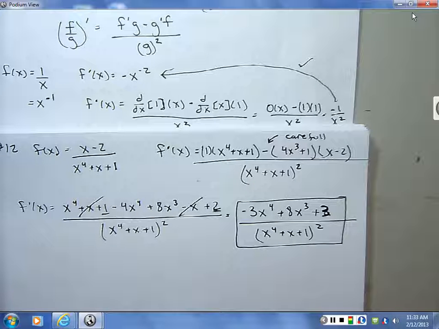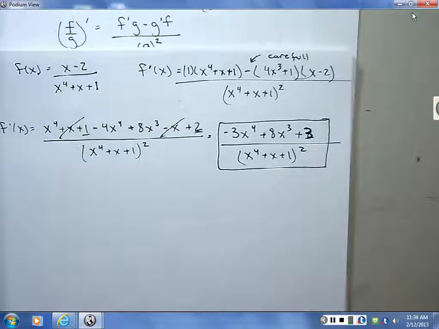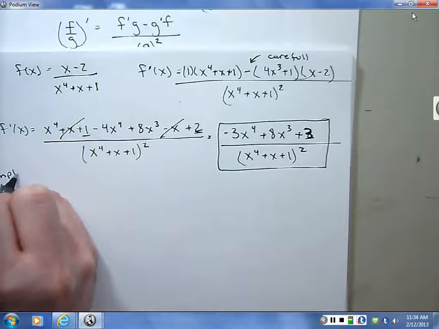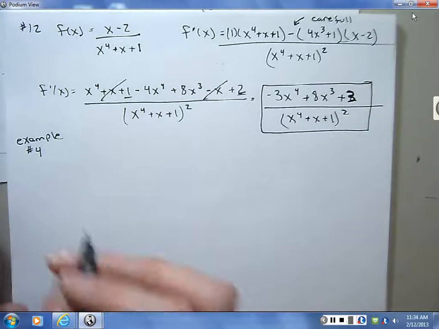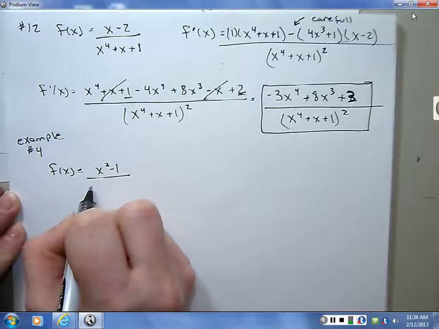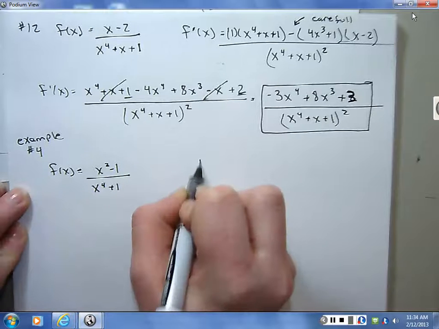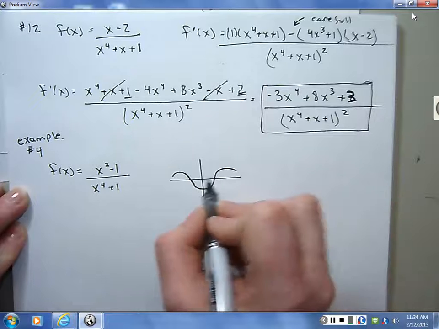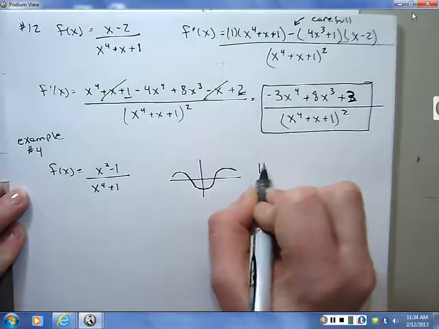So the whole point in finding derivatives is so we can have this application of finding where our tangent line is 0 or where our tangent line is perpendicular or parallel to a given line. So let's look at some examples of going about that. This is number 4. I think it's actually example number 4 in your text. So if you go to that, you're given a function f of x equals x squared minus 1 over x to the 4th plus 1. If I graph it, the function looks like this. And you're asked to find horizontal tangents.